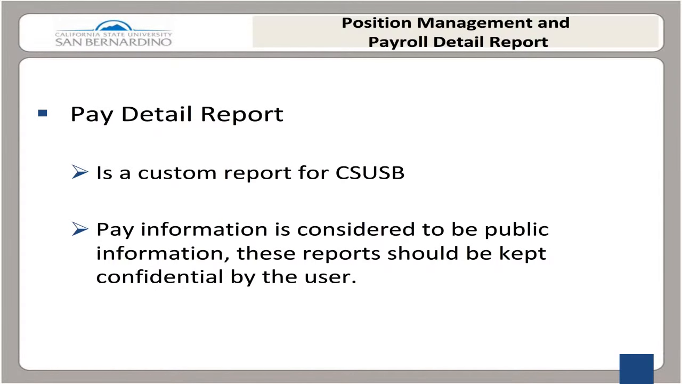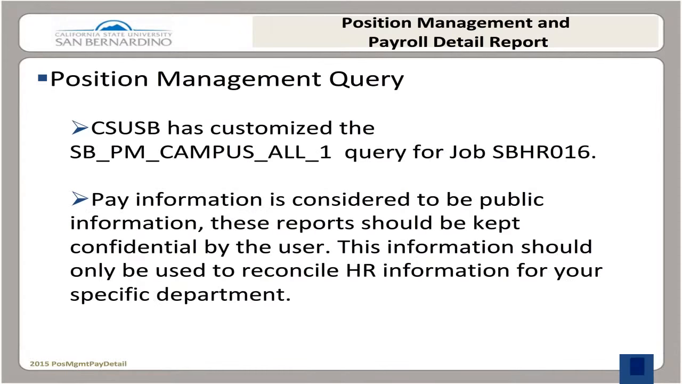The Pay Detail Report is a custom report for CSUSB. Pay information is considered to be public information, but these reports should be kept confidential by the user. The position management query is customized and run under the name SB_PM_campus_all_1. These are run for job SBHR016. You will become more familiar with SBHR016 as we move on.